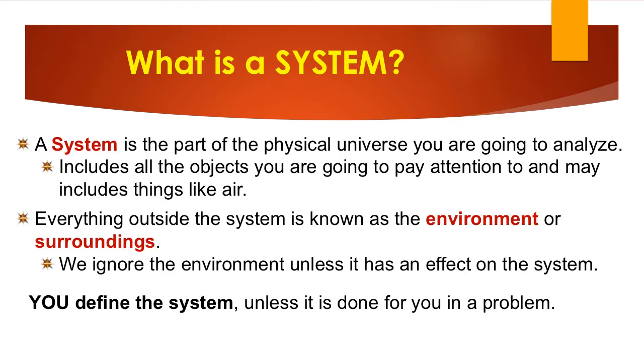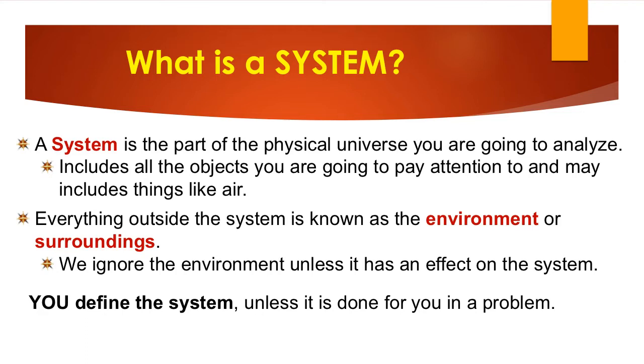Now, whenever we approach an energy problem or we look at a situation and we want to analyze what's going on with energy in this situation, we're always going to begin by defining the system. The system is whatever part of the physical universe around us that we are going to look at and analyze. It includes all the objects that we are going to pay attention to, and it might also include things like the air that objects are moving through. Sometimes it's much easier to include that air in the system, and we'll see why as time goes on.